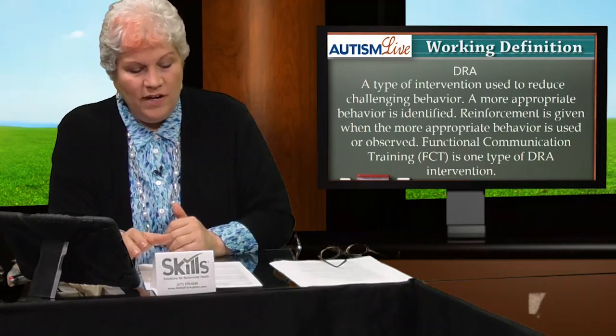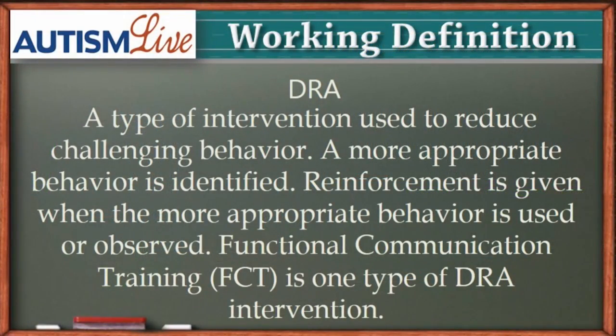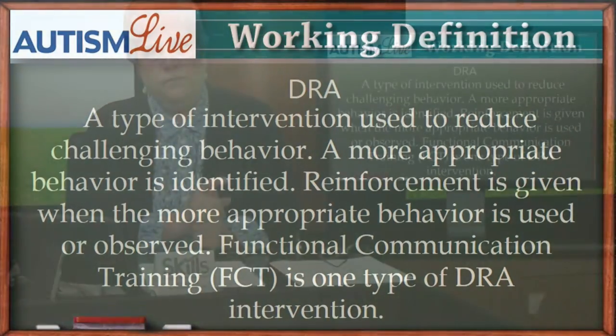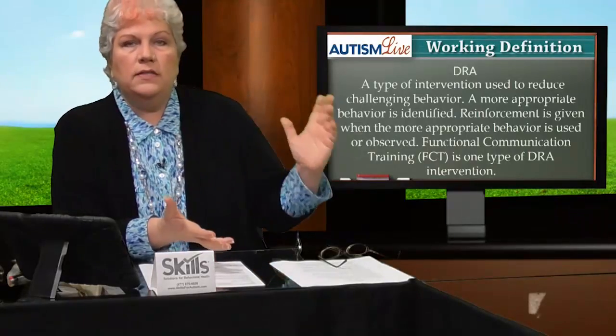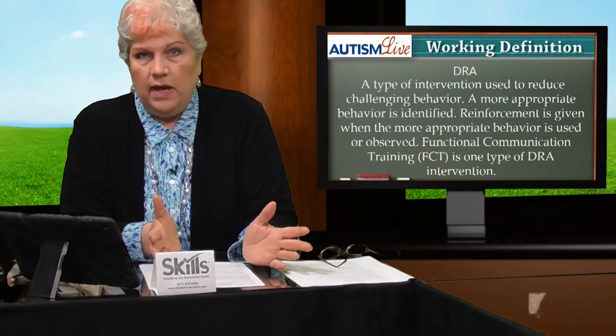Our working definition for DRA, it's still differential reinforcement of alternative behavior: it's a type of intervention used to reduce challenging behavior. Okay, I get that. A more appropriate behavior is identified. Reinforcement is given when the more appropriate behavior is used or observed. Functional communication training is one type of DRA intervention. Okay, so if we go back to basics, all behavior is some form of communication.